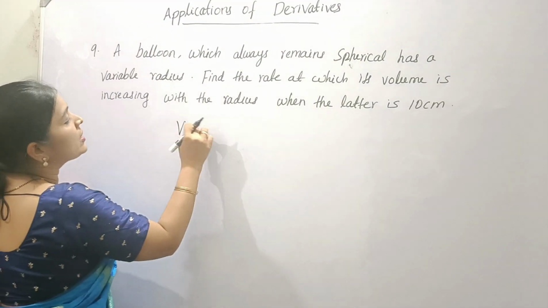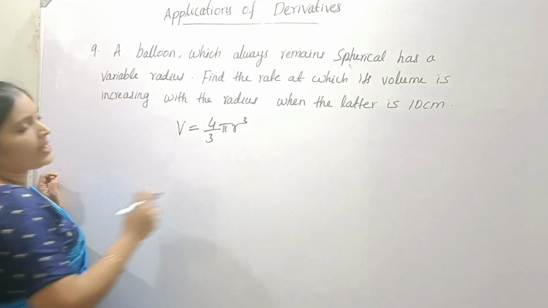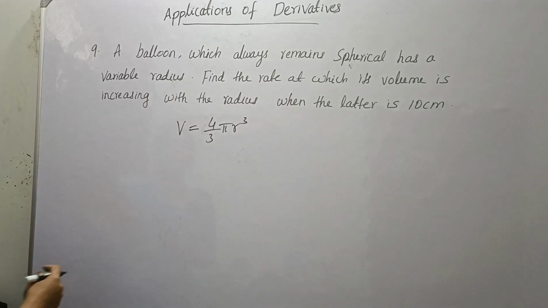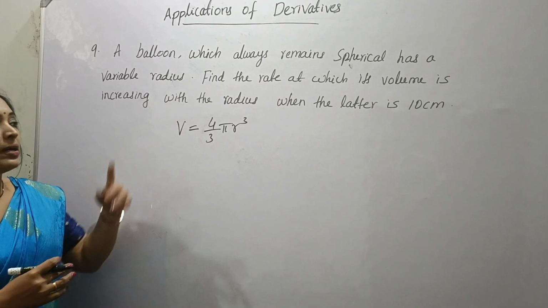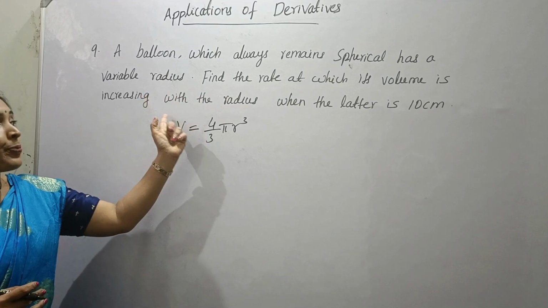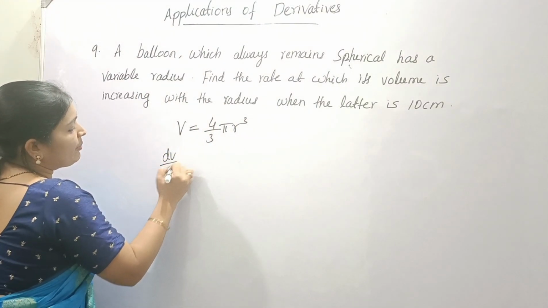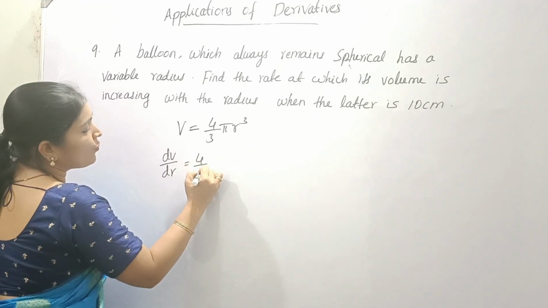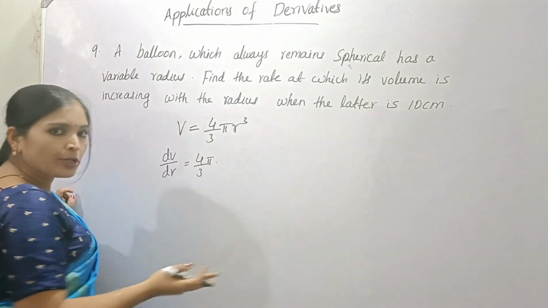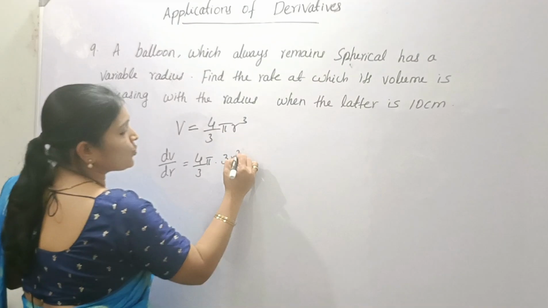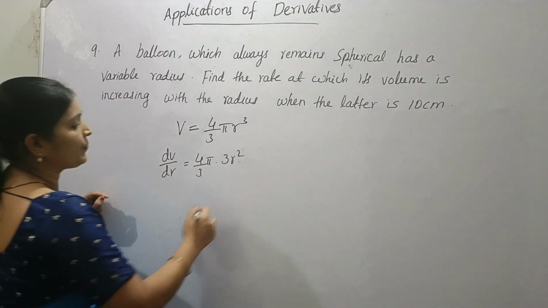Volume V of the sphere is equal to 4 by 3 pi r cube, where r is the radius of the sphere. So what we have to find? Here we have to find dV by dr, the rate of change of volume with respect to radius. Let's differentiate it with respect to r. dV by dr is equal to 4 by 3 pi, a constant, into the derivative of r cube, that is 3r square. That's all, because we are differentiating with respect to r.